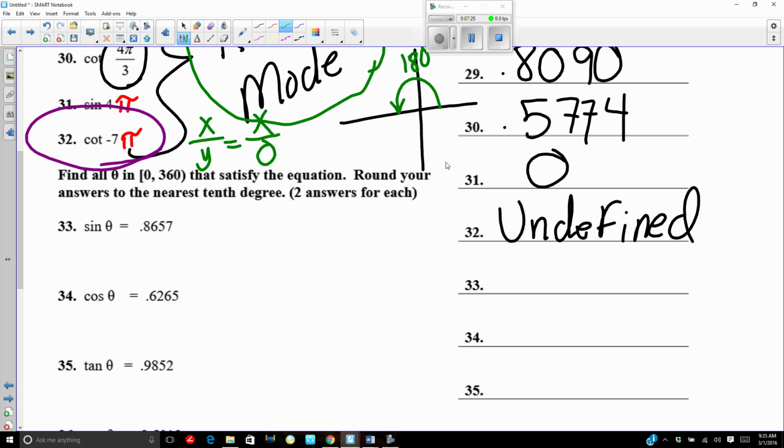33 through 38 is similar. You can do half of this in the calculator. The important thing is you have to find all angles, all thetas in this range between 0 and 360 that satisfy the equation. Round your answers to the nearest 10th degree. So yeah, you should have 2 answers for each problem.